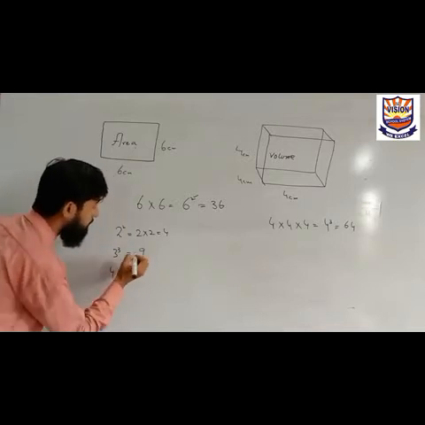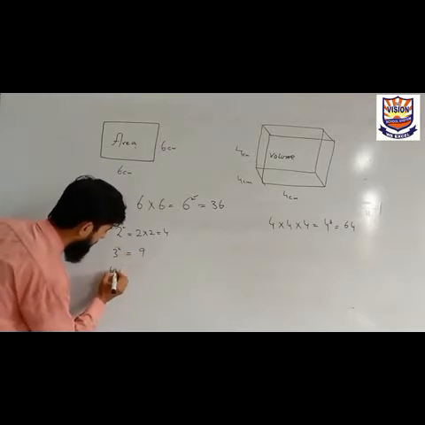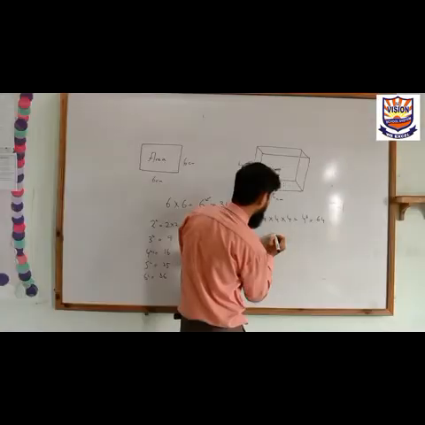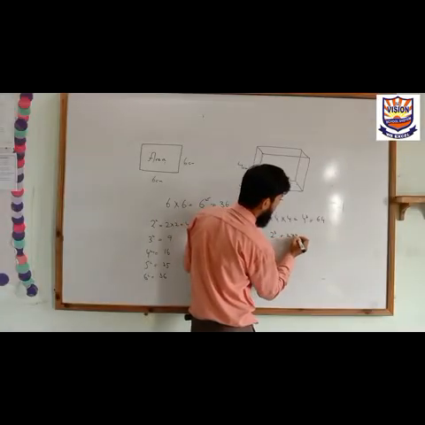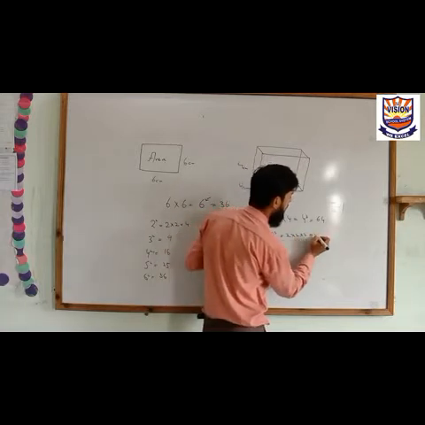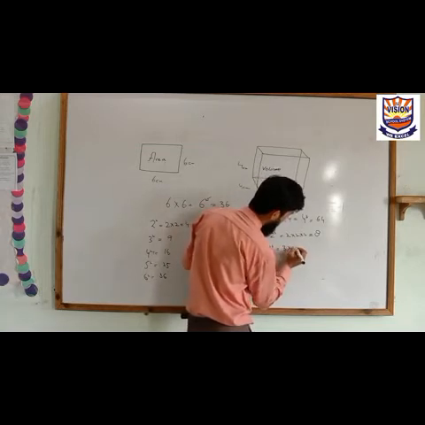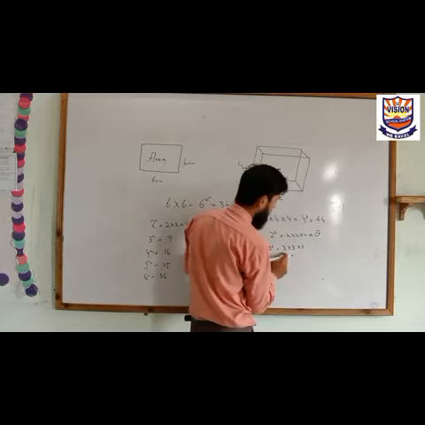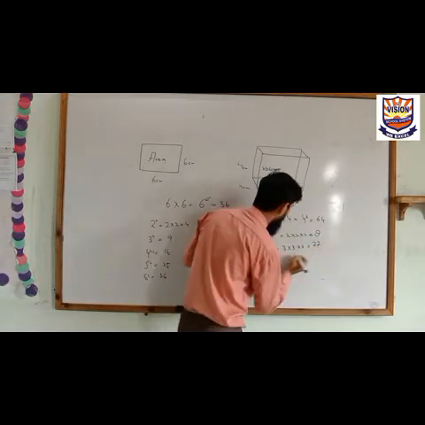Value of 4 square is 16. The value of 2 cube is 2 multiplied by 2 multiplied by 2, which is 2 twos are 4, 4 twos are 8. Now the value of 3 cube is 3 multiplied by 3 multiplied by 3. 3 threes are 9, 9 threes are 27.